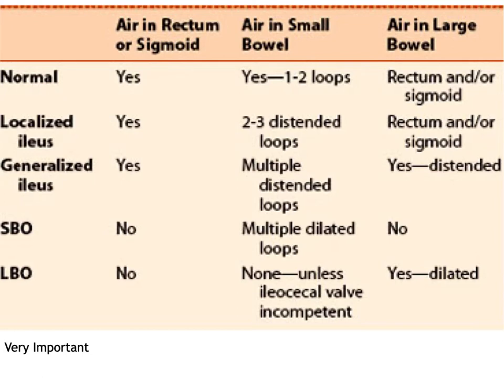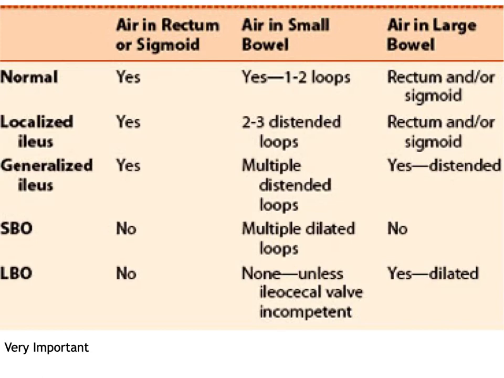The other view is the supine view. The supine view in this case is to look at the location of the dilated bowel. You remember from last year, if the bowel is situated in the middle part of the abdomen, that means it is a small bowel obstruction. If the bowel is situated in the peripheral part of the abdomen, that means it's a large bowel obstruction.